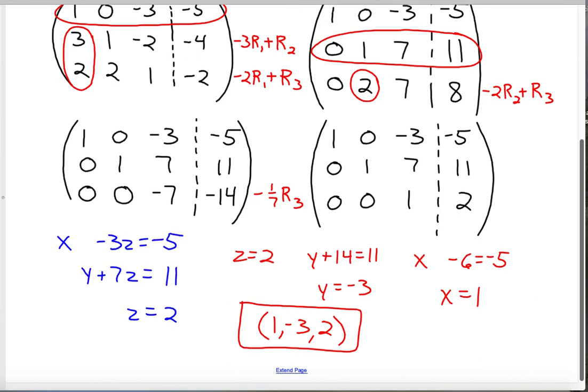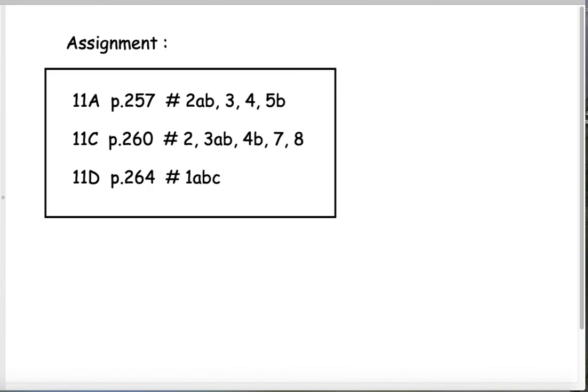So now you're ready to go ahead and do the problem sets, and then go ahead and submit those.